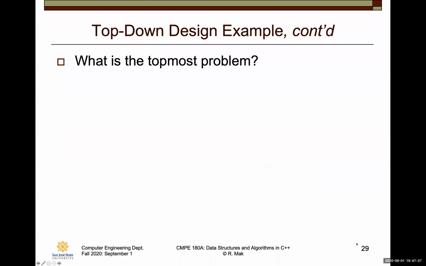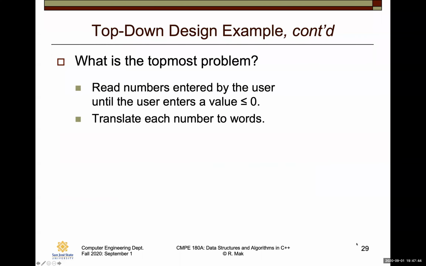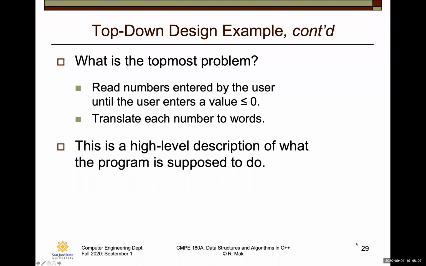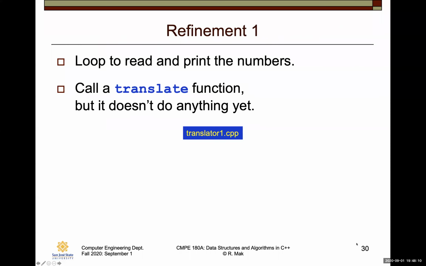So what is the topmost problem? The most basic problem. Well, it's to read in a number from the user and keep asking for more numbers until the user types in a number that's less than or equal to 0, and then we're going to translate each number into words. That's basically, in a nutshell, what the program is supposed to do. That's a high-level description.